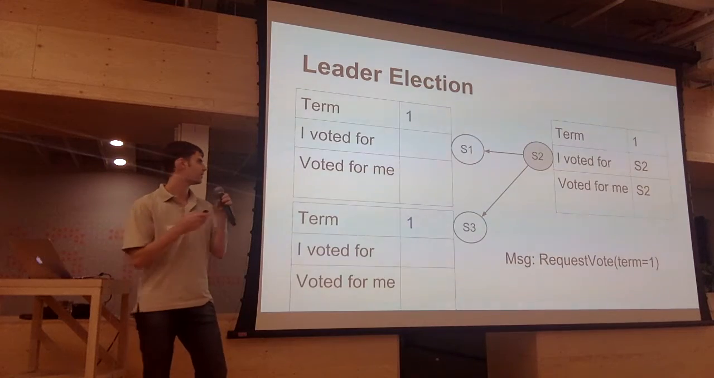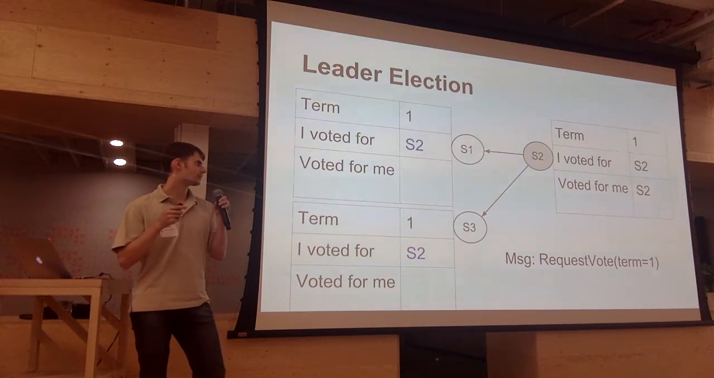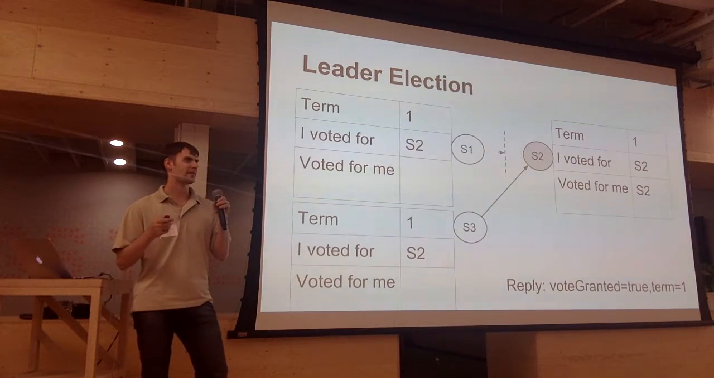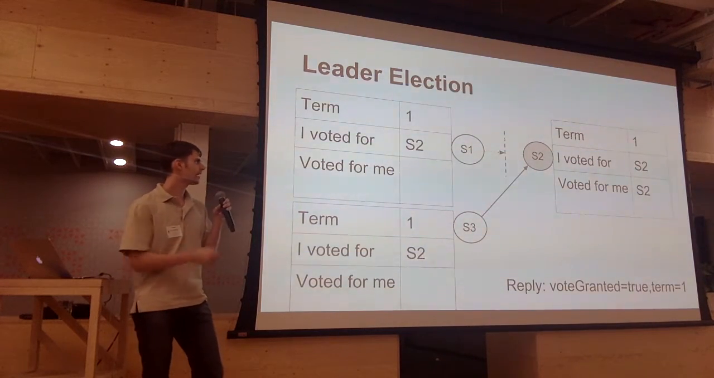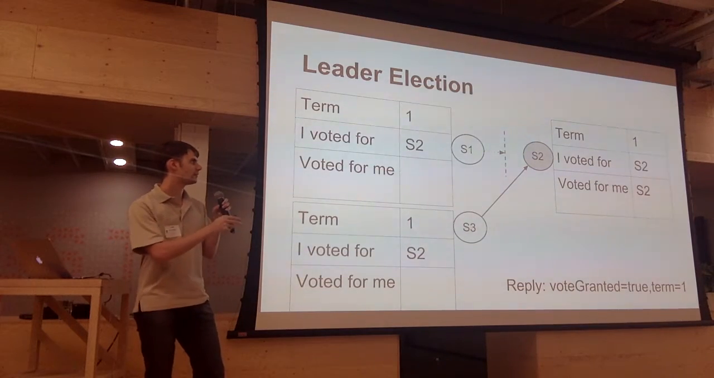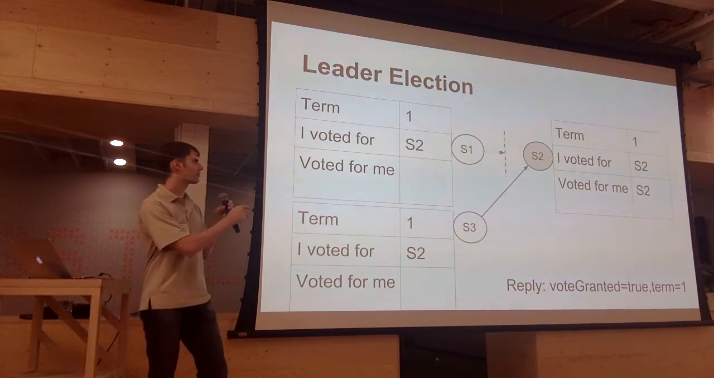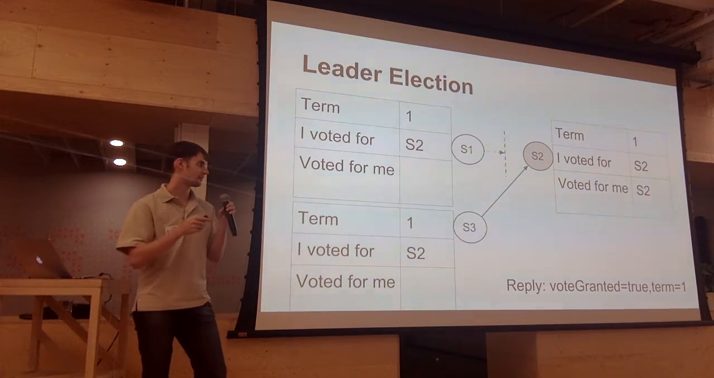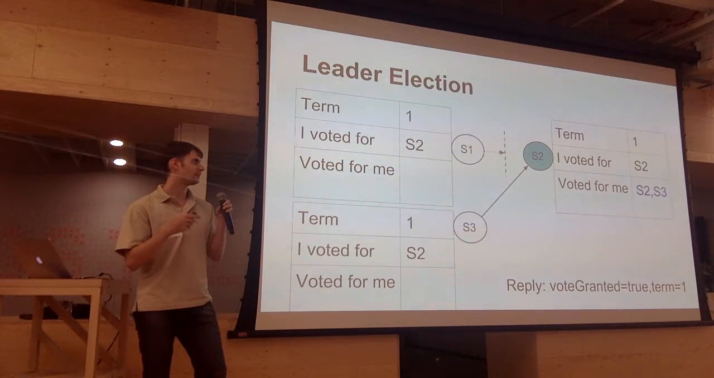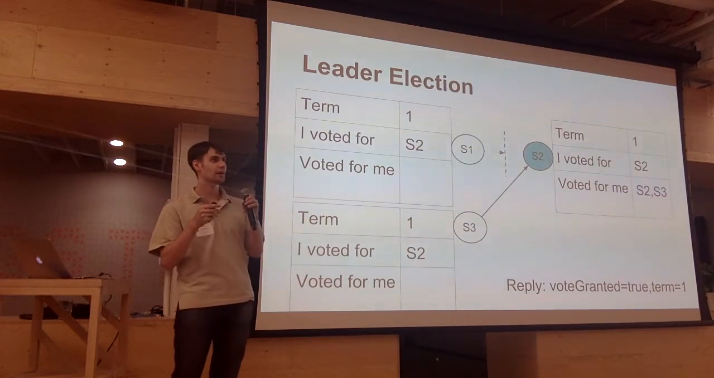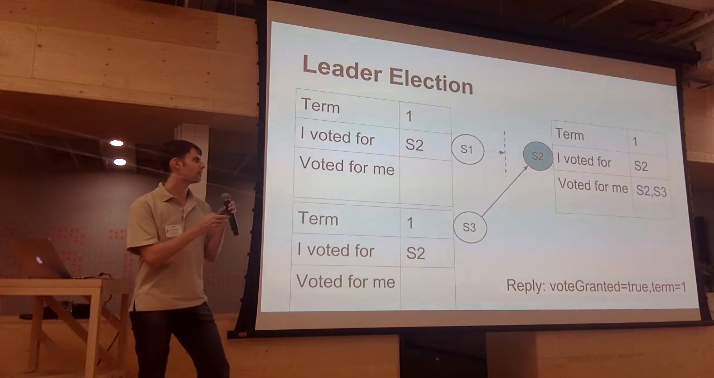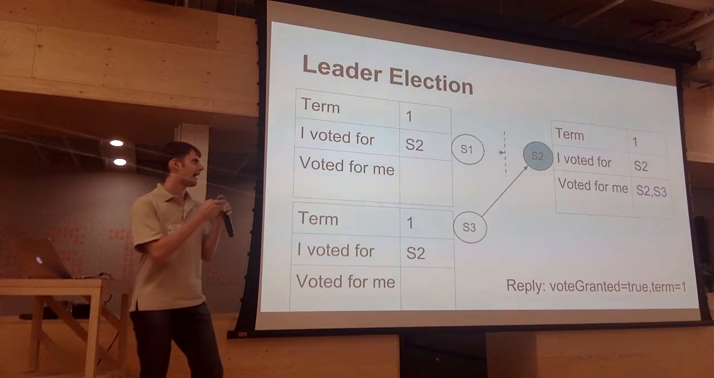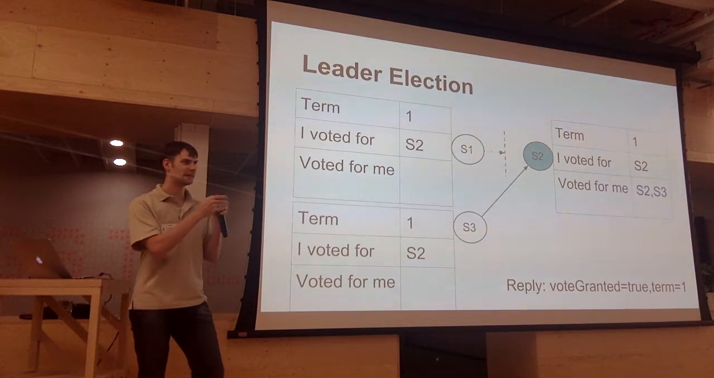So we've requested the votes, we've updated our term, we record who we're going to vote for, and then we send a reply back saying that we've granted the vote. And in this case, imagine that there's a network partition between server 1 and 2, so the message from server 1 can't get through to server 2. But the message from server 3 gets through, so we record who has voted for us. And now at this point we have 2 out of the 3 nodes in the cluster who have voted for us. So at this point, we are the leader.